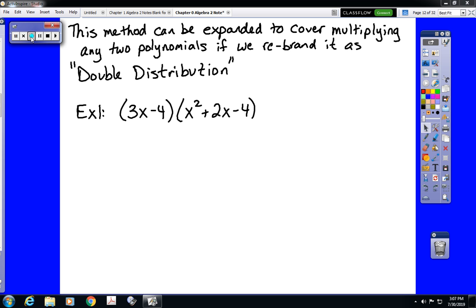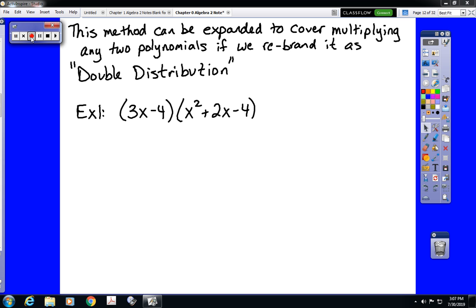Instead of calling it foiling, we're going to rebrand it, if you will, to be called double distribution. Now, why is it called double distribution? It's really the same thing we did. We're making sure that every term in the first polynomial multiplies every term in the second polynomial.